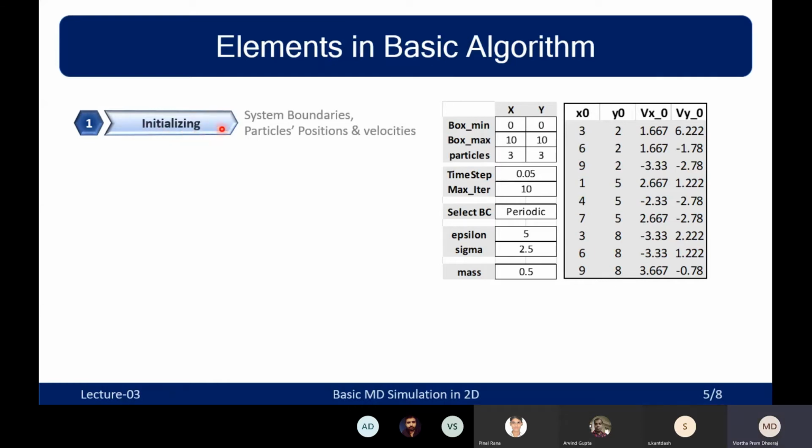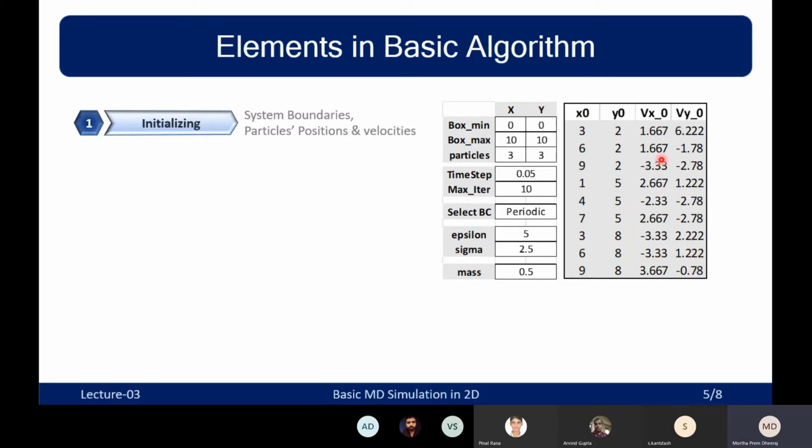In the initialization process, we have to define the system boundaries. You might have been already working with this assignment also. So we have the box minimum and the box maximum dimensions along X and Y directions, which I have made 0 and 10. So my box will be 10 units long and 10 units high. And the number of particles I want to accommodate in this box are just 3 along X direction and 3 along Y direction. So this is a 3 by 3 matrix kind of arrangement. So I'll have altogether 9 particles. And for all these 9 particles, I'll have to provide the initial positions and initial velocities.